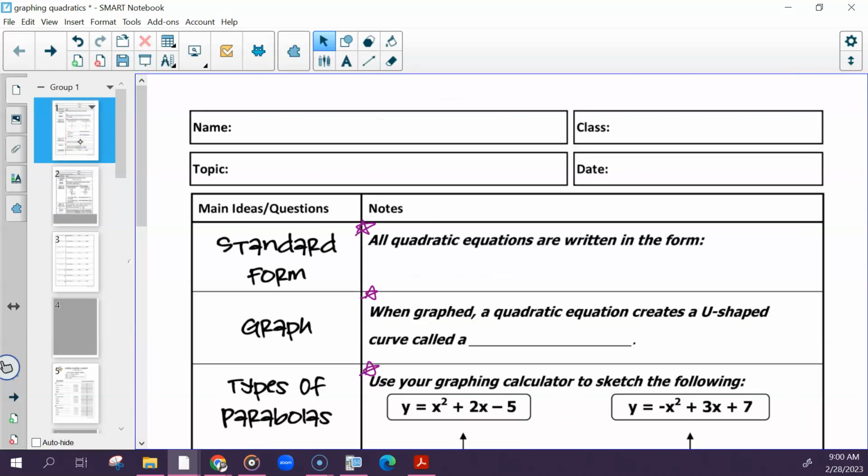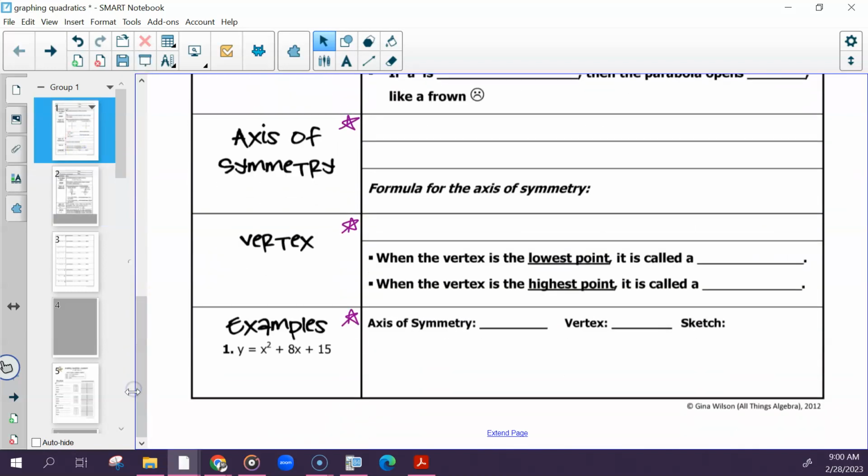Questions on any of those things so far? I have like phlegm in my throat. It's gross.